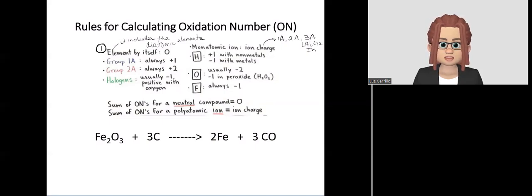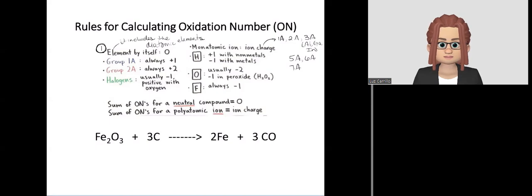Or if you have elements in 5A, specifically nitrogen and phosphorus, in 6A, oxygen, sulfur, or selenium, in 7A, fluorine, chlorine, bromine, and iodine, that monoatomic ion charge is going to be their oxidation number. So for example, as you can see here in the second bullet point, if things live in group 1A, their oxidation number is always +1. Group 2A, always +2. Group 3A, aluminum, gallium, or indium, is going to be 3+ in their oxidation number.